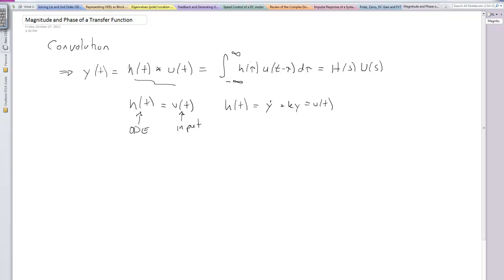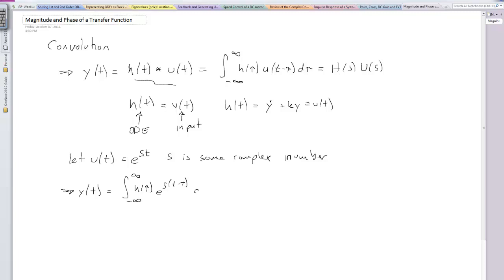If we go ahead and look at this integral down here, and we let u of t equal e to the st, where s is some complex number, that would be a valid input. And if we have complex conjugates, we can get sines and cosines. Then we end up with y of t is equal to the integral from minus infinity to infinity of h of tau e to the s times t minus tau d tau.